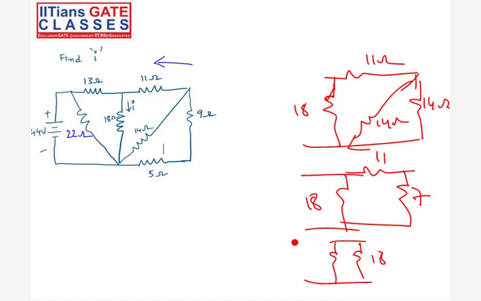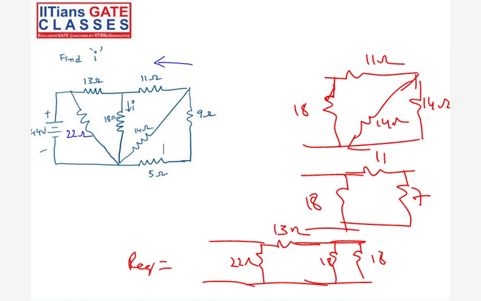So the total voltage is 44 volts and the total resistance is 11 ohms. What is the current? Current is 44 by 11, which is 4 amperes. So 4 amperes is going here.